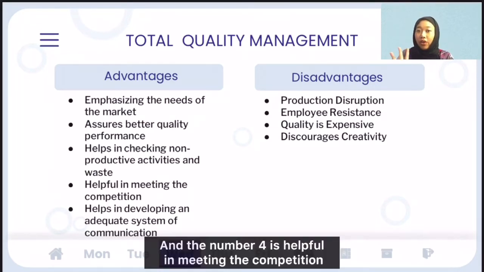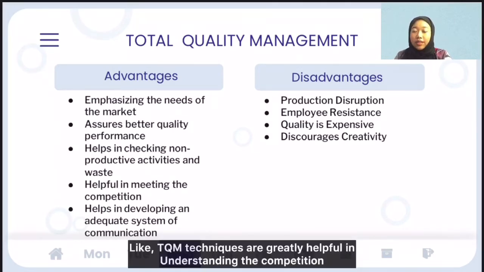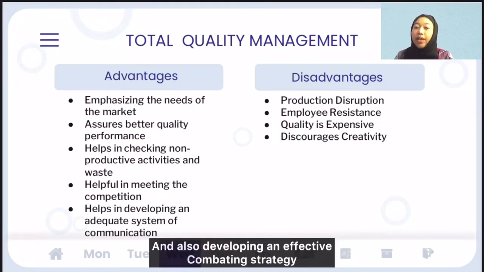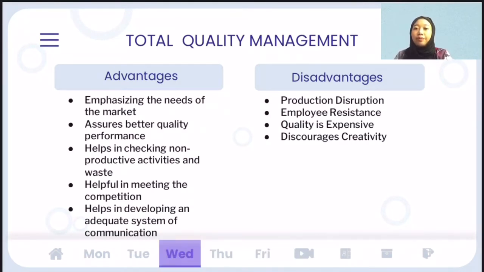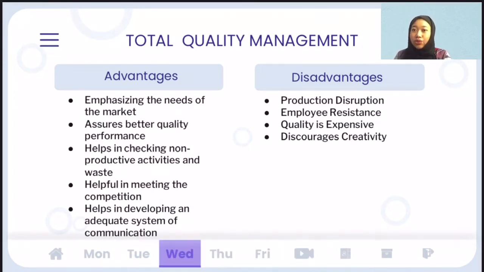And number 4 is that it is helpful in meeting the competition. TQM techniques are greatly helpful in understanding the competition and also developing an effective combating strategy. Due to cutthroat competition, the survival of many organizations has become a very vital issue.